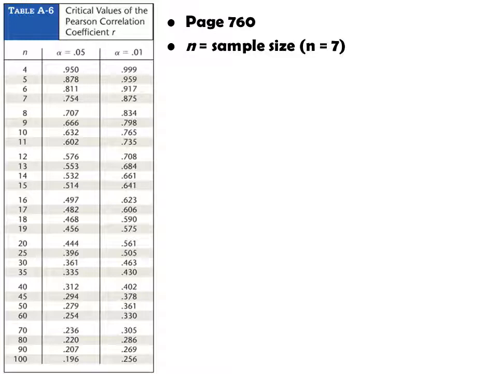Again, this comes from page 760 in the textbook. What we see here are 3 columns: N, alpha equals 0.05, and alpha equals 0.01. N is the sample size. In this case, it's 7. It's simply the number of pairs of data that we have, or the number of cars from which we got data. So go down to row 7, the one labeled N equals 7. That's the row we're going to use.